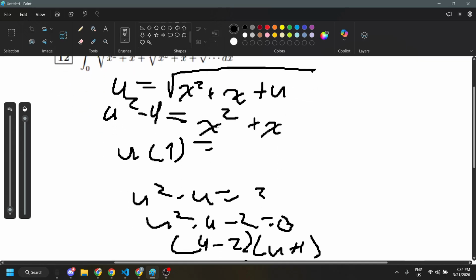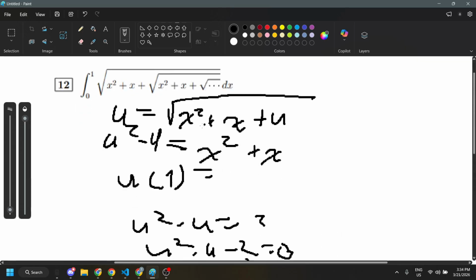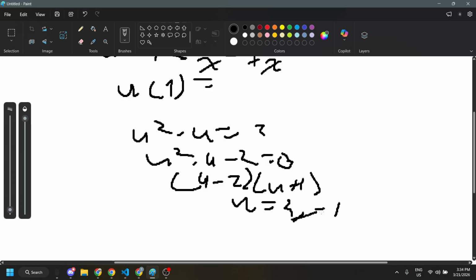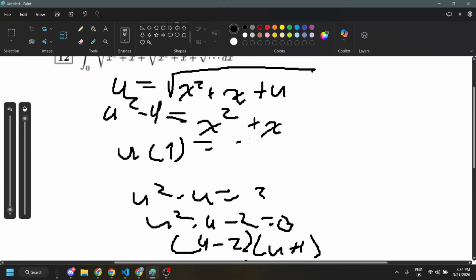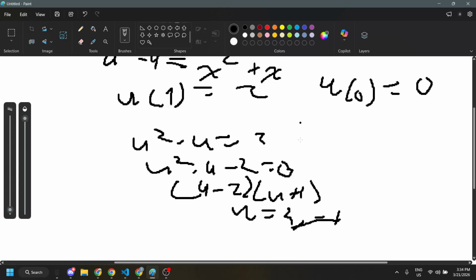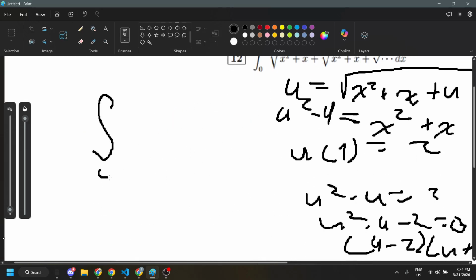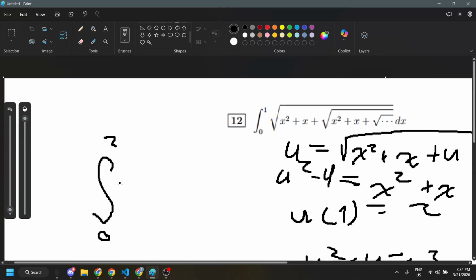Oh, no, it can't, because we have 1 is equal to the square root of 2, or negative 1 is equal to the square root. Yeah, no. So 2 is equal to the square root of 2 plus 2. Yeah. So 2, and then u of 0 is equal to, so u squared minus u, so u of 0 is equal to 0. Jeez. So we have the integral from 0 to 2 of u, then we still have dx.